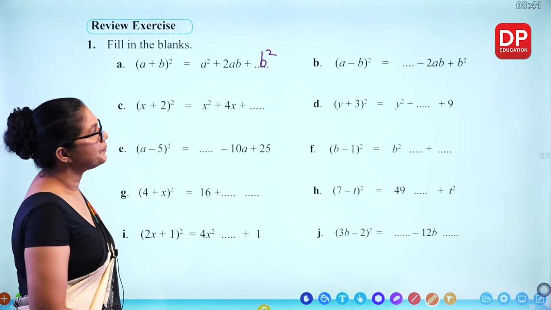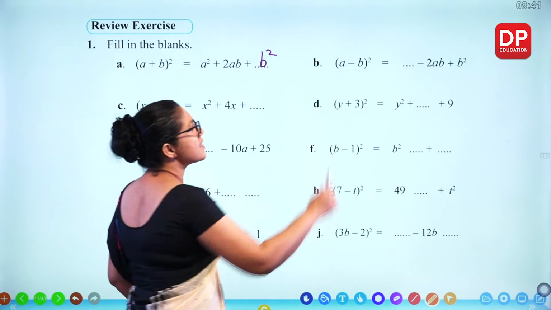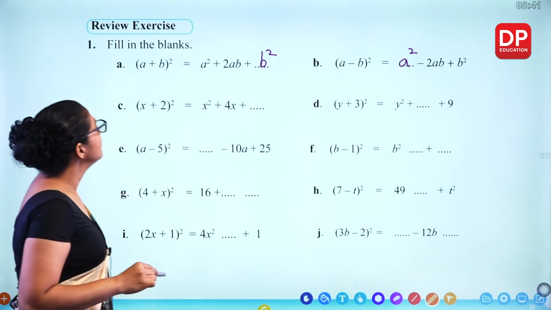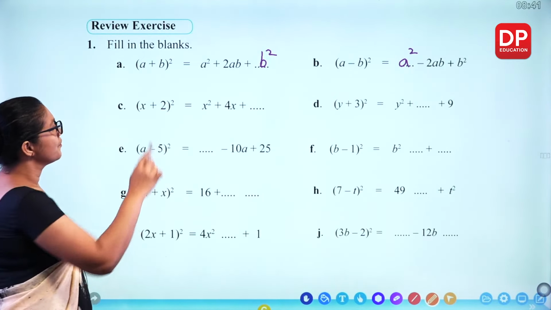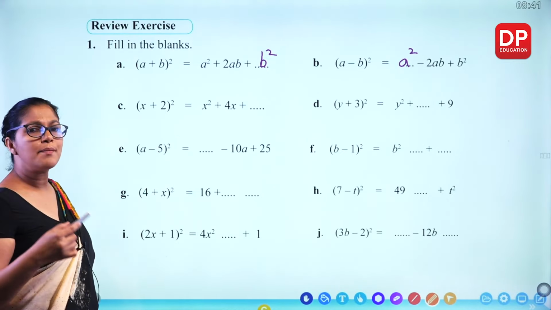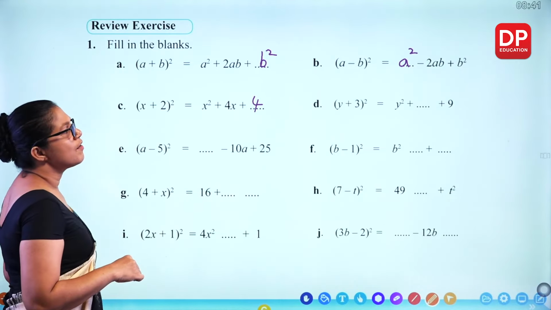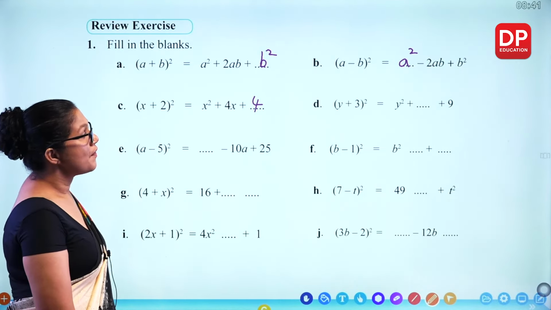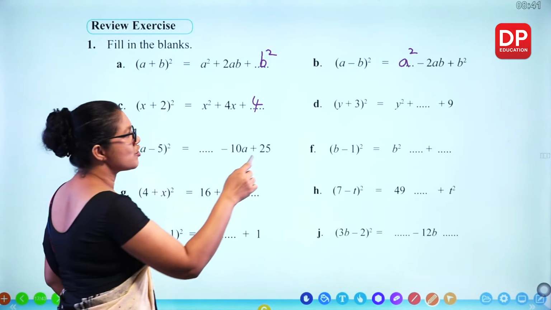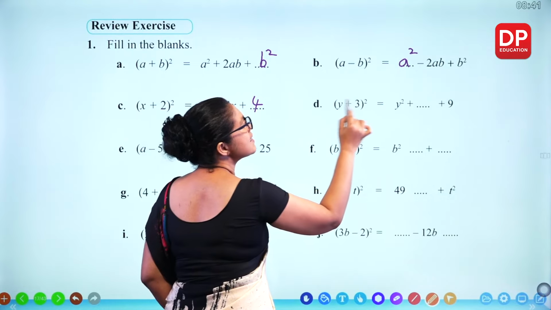What about the other one? Last 2 terms given. So what's the first term? Starting from the first term, power 2. This one, first 2 terms given. So what's the last term? Last term squared. So 2 to the power 2, you get 4. What about this one? The middle term. So what's the middle term? Double of the multiplication of the first and the last. 2 times 3, 6. 6y.